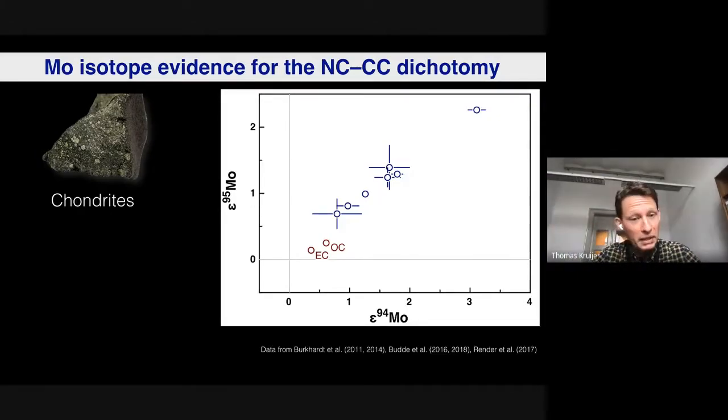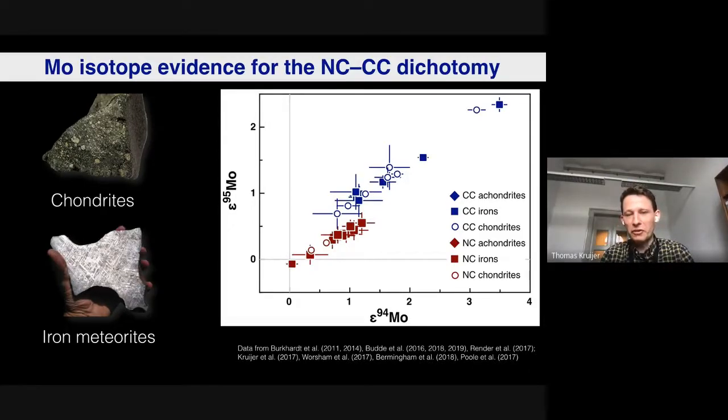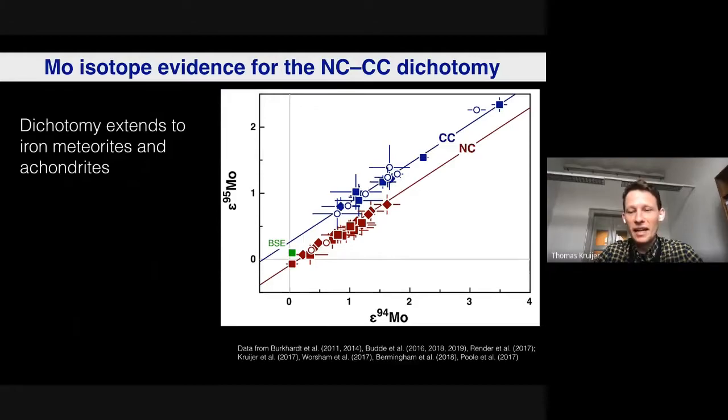If we now add iron meteorites, so the samples of protoplanetary cores, into the same diagram, you see that two different trends emerge, basically two different lines. And you may remember this from the theoretical slide I showed you two slides back. This must mean that we can speak of two different s-process mixing lines. If we add achondrites to this, the picture becomes even more clear, and you see that there are very clearly two lines, an NC line and a CC line. So this dichotomy extends to iron meteorites and achondrites. It's seen, obviously, also in molybdenum isotopes.